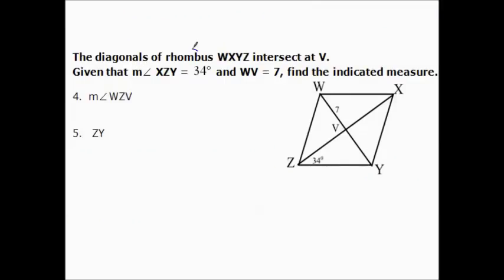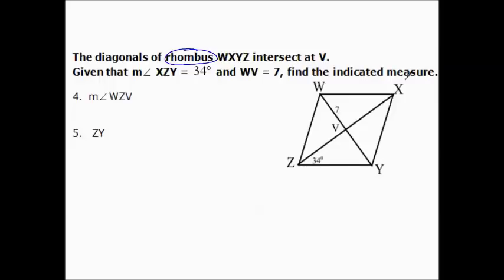The diagonals of rhombus WXYZ intersect at point V. Given that the measure of angle XZY equals 34 degrees, and WV equals 7, find the indicated measure.